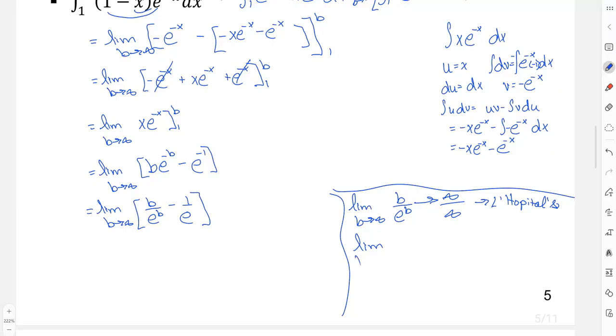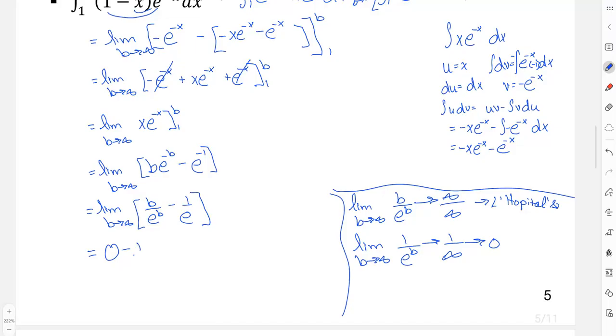So let's take the limit as b goes to infinity, and we're going to take the derivative of the top, and we're going to take the derivative of the bottom. And we're taking that derivative with respect to that variable b. The derivative of b is 1. The derivative of e to the b with respect to b is just e to the b. And now you can see if we plug in infinity, that denominator is getting larger and larger and larger. So that whole fraction is shrinking. So when we come back over here, we're taking that limit. This guy is heading to 0.